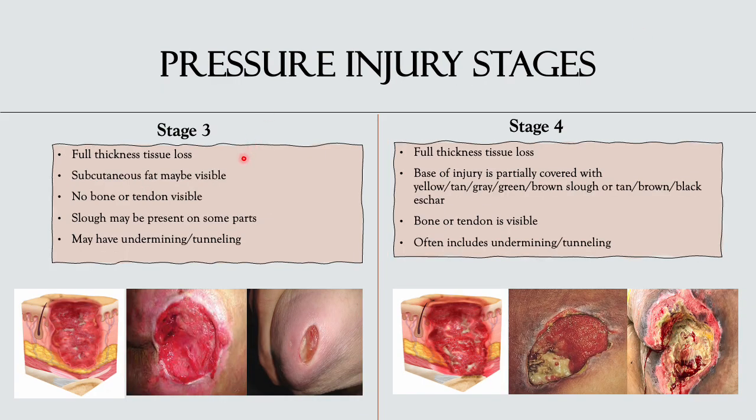Stage 3: full thickness tissue loss, subcutaneous fat may be visible, no bone or tendon is visible, slough may be present on some parts, and may have undermining or tunneling. Stage 4: full thickness loss, base of injury is partially covered with yellow, tan, gray-green, brown slough, or tan, brown, black eschar. Bone or tendon is visible, and often includes undermining and tunneling.